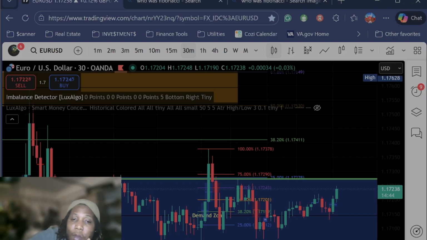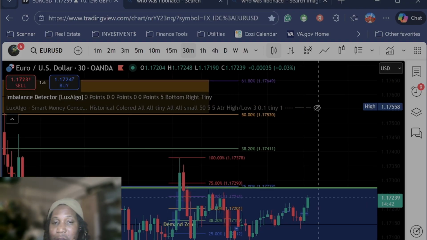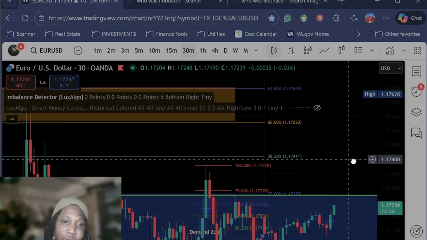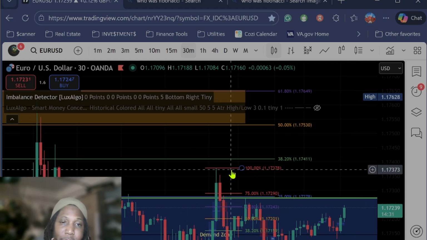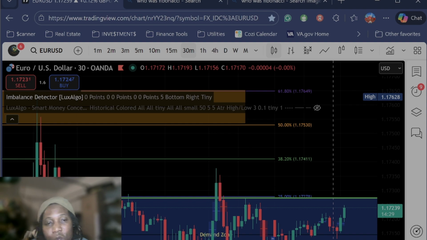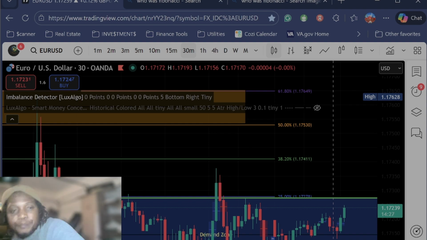Okay. But we know this is bias for buyers. The buyers that want to take advantage, because this is buying territory. Okay. This is buying territory. But yeah, this is a cool tool, the Fibonacci retracement.